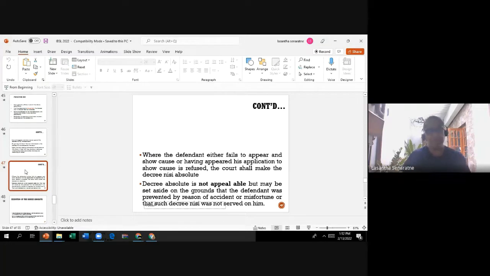But here decree absolute is not appealable as well, but may be set aside on the grounds that the defendant was prevented by reason of accident or misfortune, or that such decree nisi was not served on him. So if the party can prove decree nisi was not served because he met with an accident or some other reasons, only in such an instance can you get the decree nisi set aside. If not, it is not appealable even at a higher court.